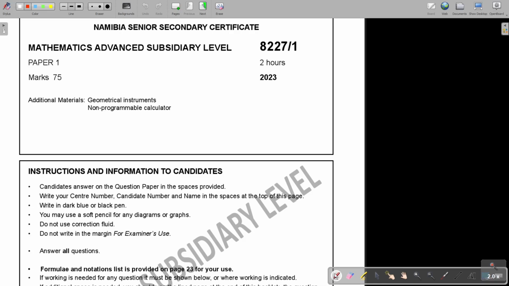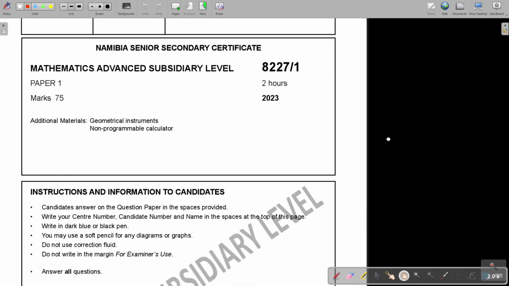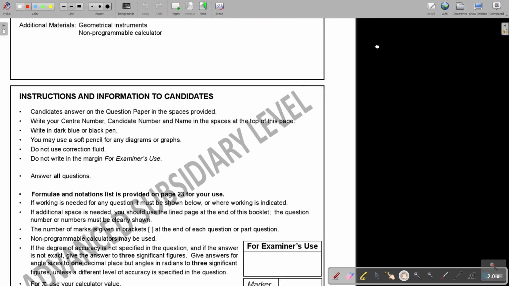Candidates answer on the question paper in the spaces provided. Very important. No extra paper. Write your center number, candidate number, and name in the spaces at the top of this page. Make sure you do it correctly. Okay. Let's go on.